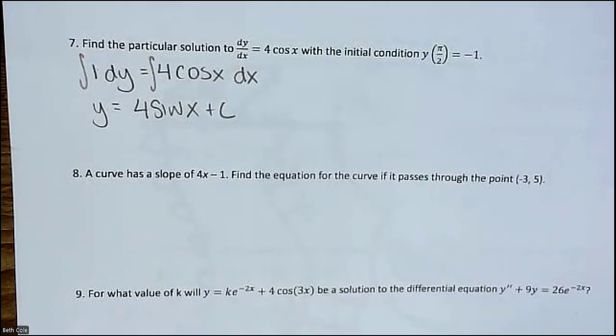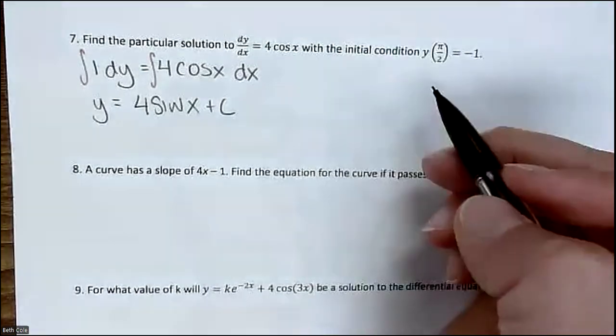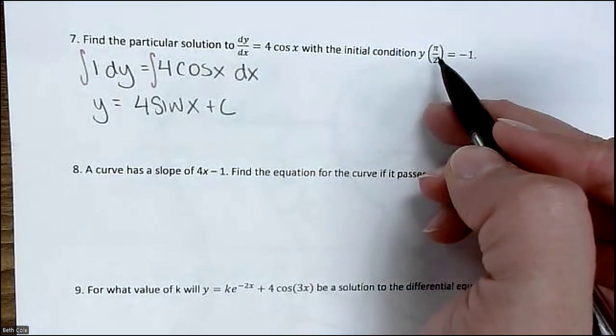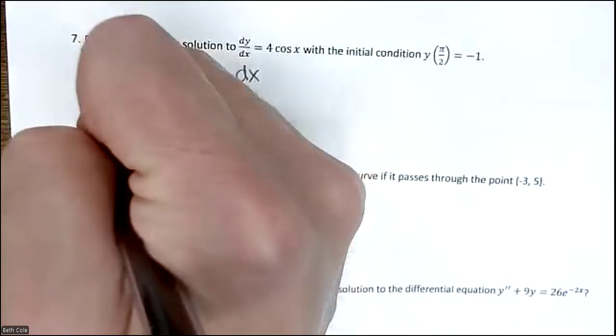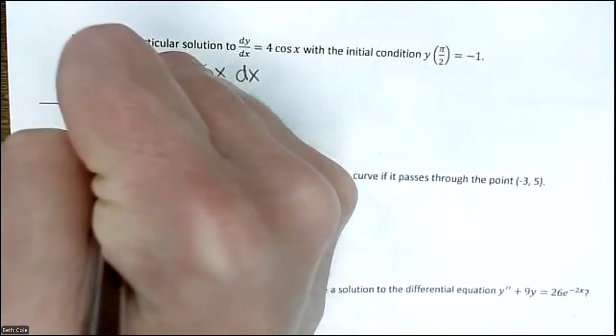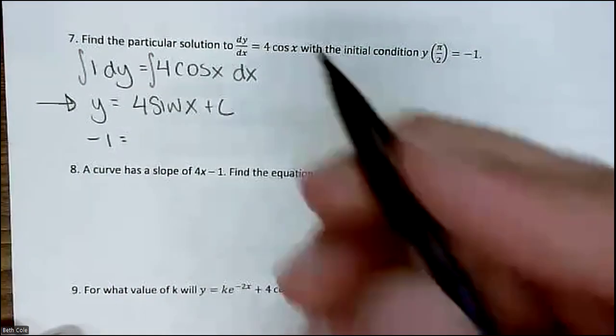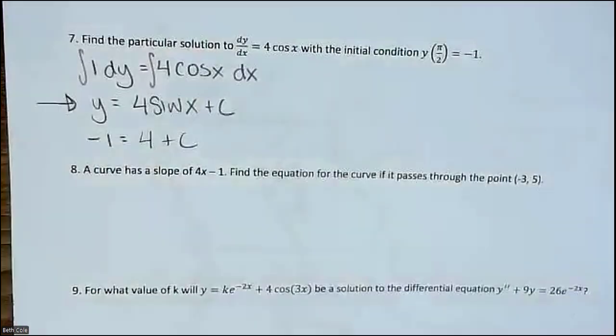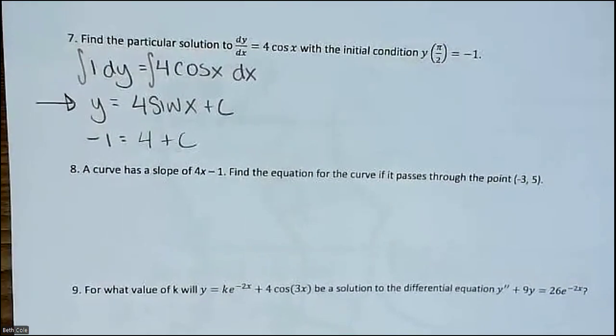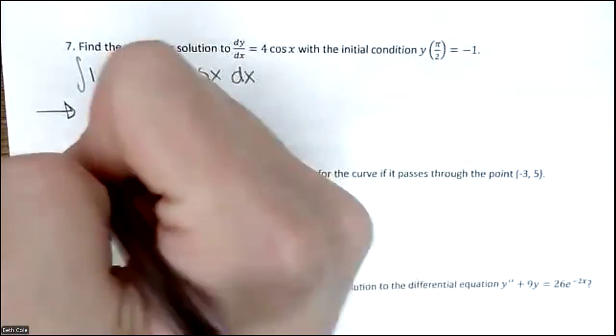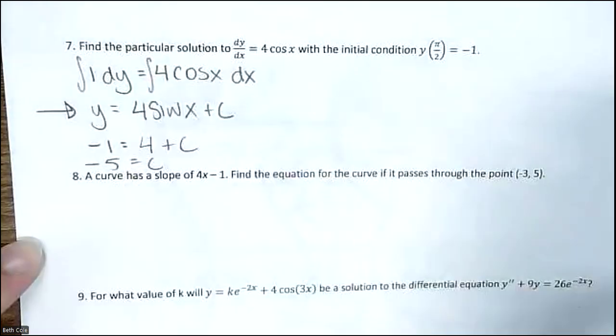Ooh, more unit circle. We're going to plug in pi over 2 for x, -1 for y. So this is the step we're going to come back to. We'll have -1 equals. All right, where is pi over 2 on the unit circle? Oh, okay. Sine is the y part of the point. So 1 times 4 is 4. Good job. You guys are good on your unit circle. And so C is -5.